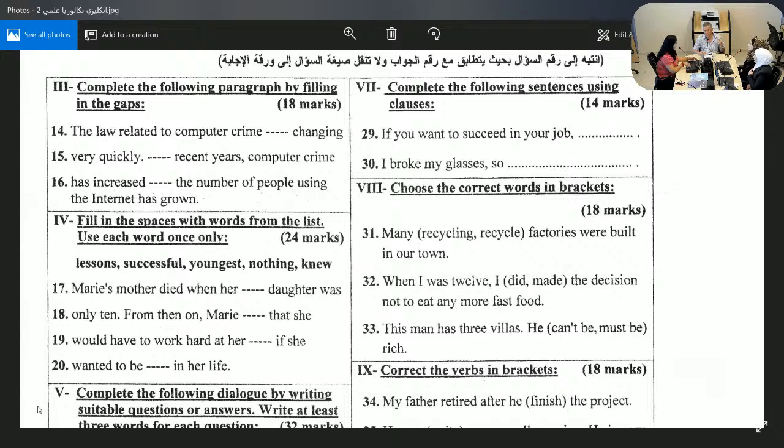We need to use "successful" in that place. So this way we make sure that it is right. Her youngest daughter was only 10. From then on, Mary knew that she would have to work hard at her lessons if she wanted to be successful. The only word accepted here is "knew". We cannot put "youngest"; it should be "successful in her life".